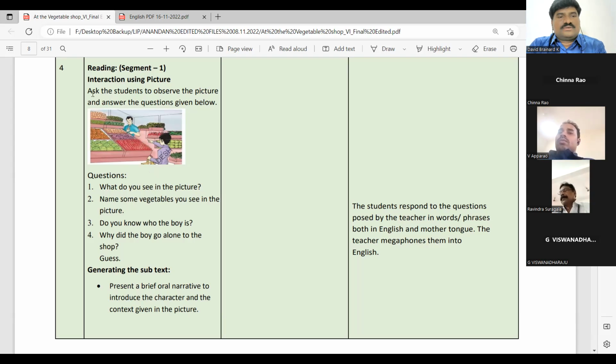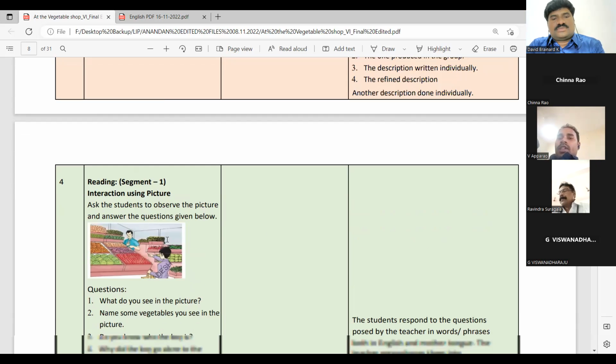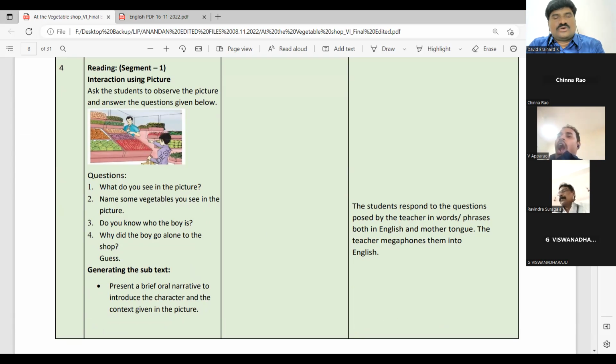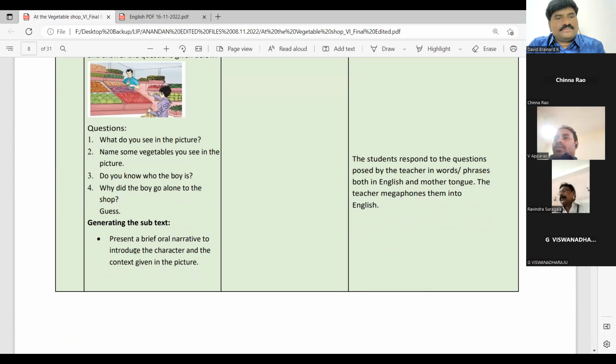Let us look at this one. Ask the students to observe the picture and answer the questions given below. Looking at the picture, let us ask a few questions. Very simple questions are given here. Students would definitely respond to those. So this is the I do part. We have three columns. This is the I do part. So as a teacher, I am transacting this one. So I ask questions, and then I try generating subtext.